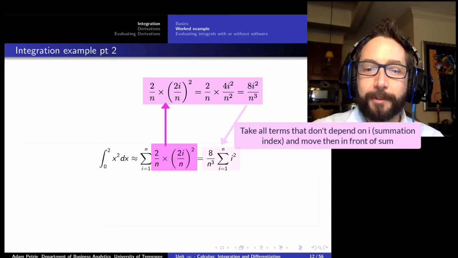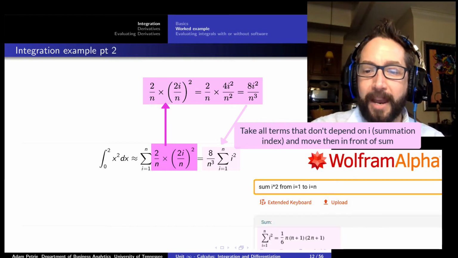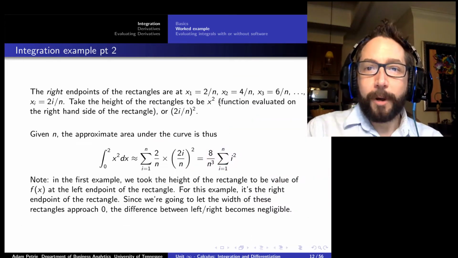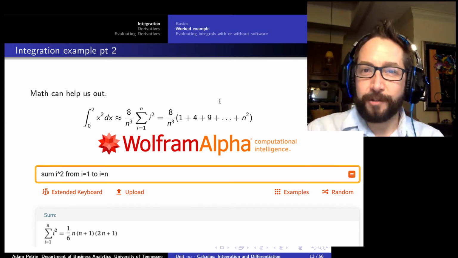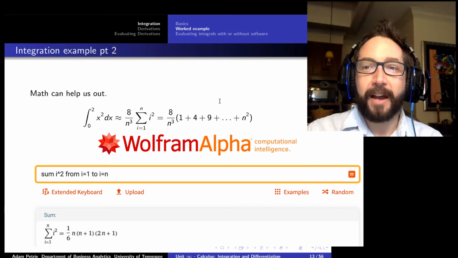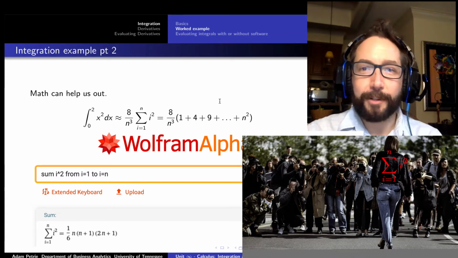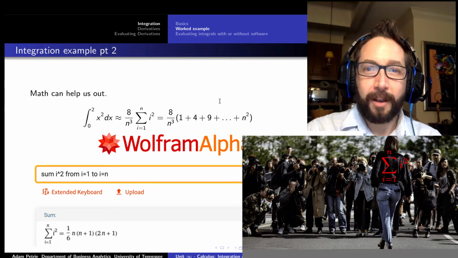So what can I say about this sum, and what about its behavior as the number of rectangles, n, starts to get bigger and bigger? Well, it just so happens that the sum of the squared integers from i equal to 1 up to some value is a pretty well-known sum: 1 squared plus 2 squared plus 3 squared, 1 plus 4 plus 9, etc., up to n squared. It turns out to have a nice closed form expression.